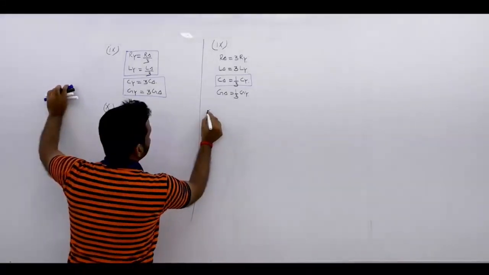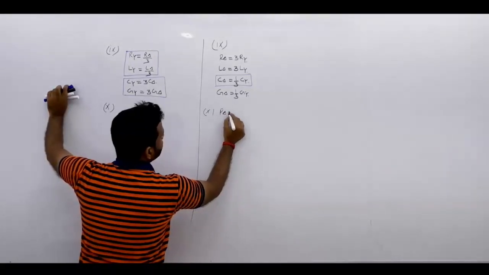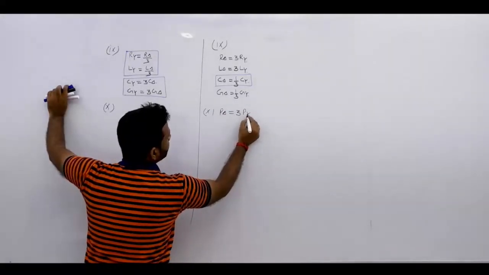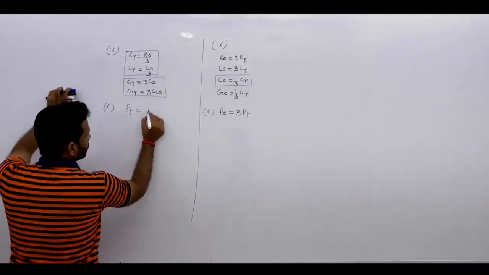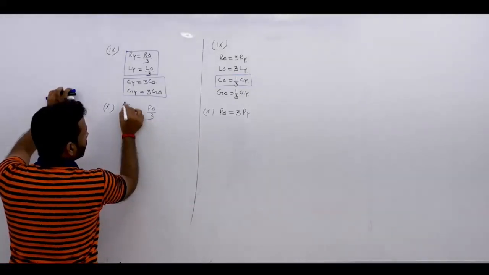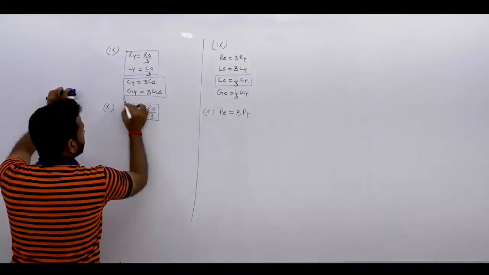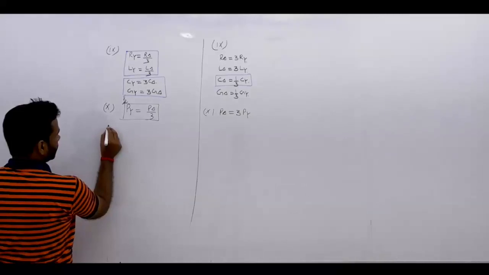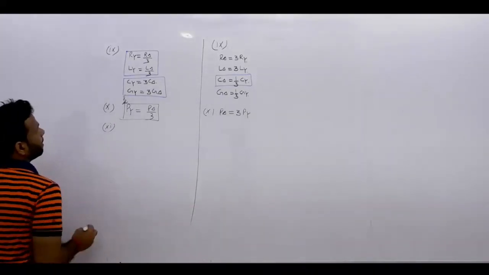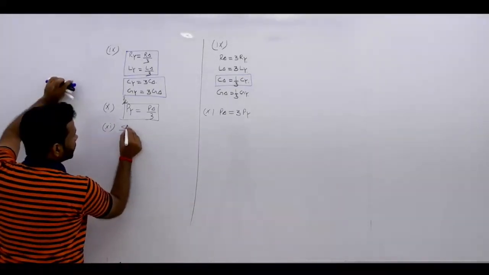P delta is equal to 3 times of P star, that is, P star is equal to P delta upon 3. That is the most important question. Next, the 11th point.